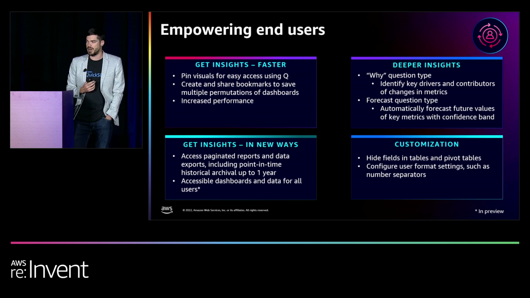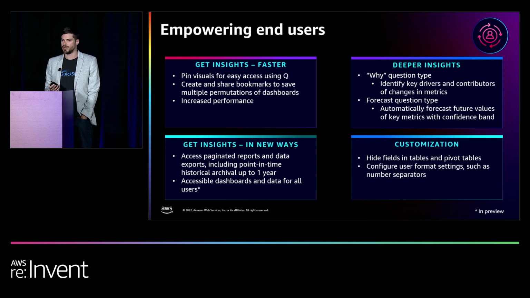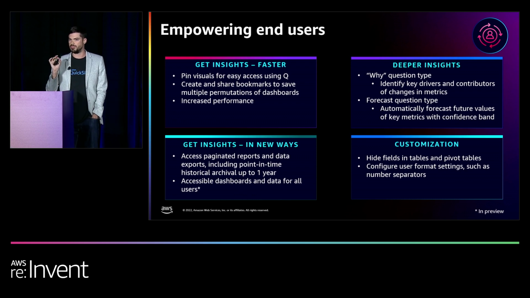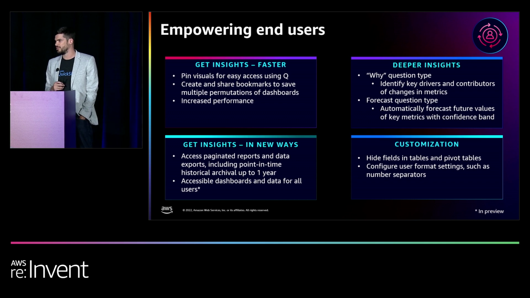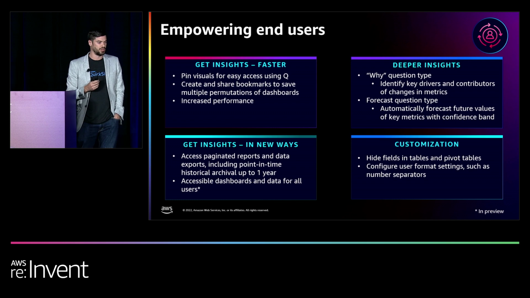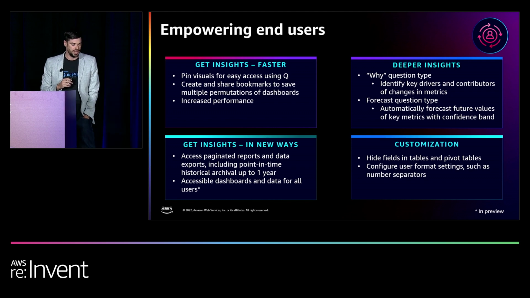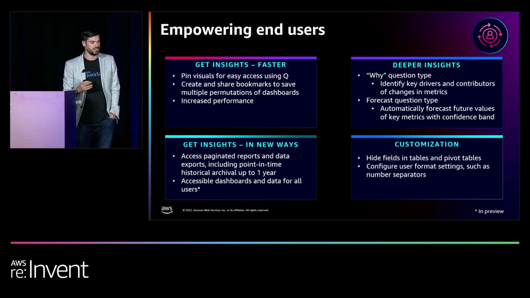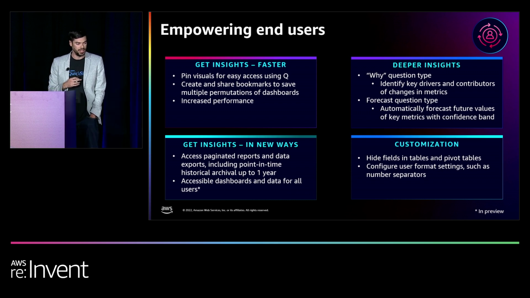Users can get insights faster, so when they ask questions with Q, they now have the ability to pin them to what we call a pin board, so that they're more easily retrieved for any future access. So you don't have to keep asking the same question over and over. They can add it to their pin boards. If they're on a dashboard and they've set a bunch of filters and different permutations of parameters and such, they can save those as bookmarks and then share those bookmarks with other users. You're going to see increased performance across the board.